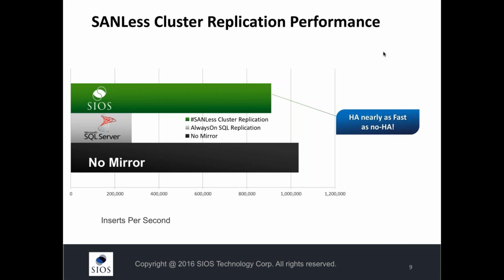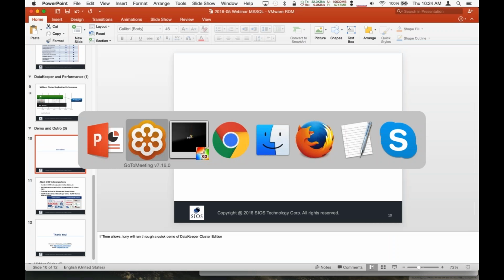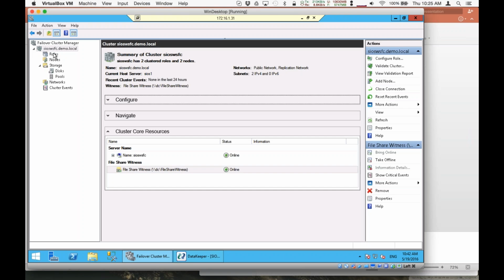There's no impact on your reads. DataKeeper only gets involved when writes are being made to the disk. Okay, so with that, let me switch gears, and I'm going to bring up a live demonstration and show you how to configure a cluster, or basically how to set up a DataKeeper mirror which registers a cluster disk with failover clustering, and then we'll open it up for Q&A.